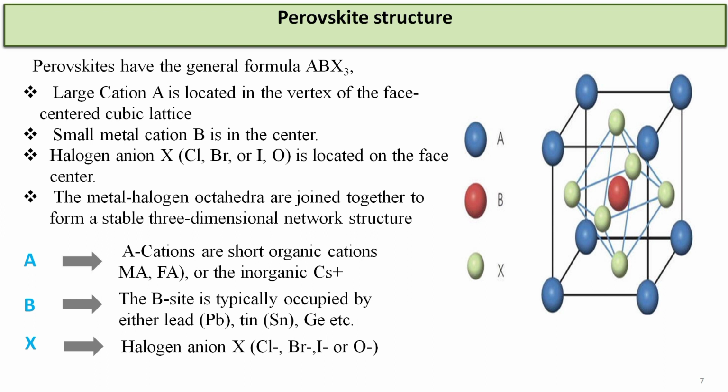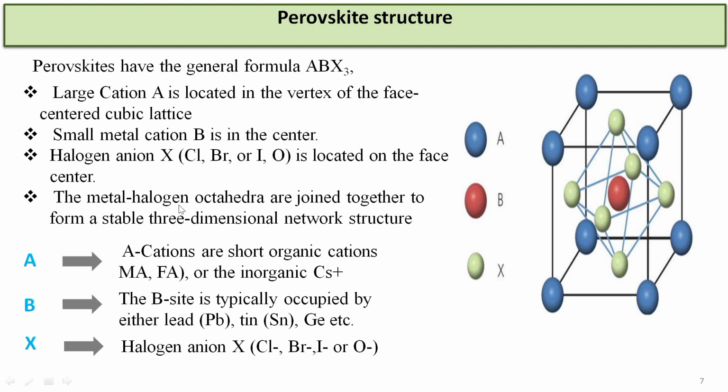So let's start the perovskite structure. Perovskite has the general formula ABX3, where A is a large cation, B is a small cation, and X is a halogen anion. So large cation A is located at the vertex of the face-centered cubic lattice. As you can see, the large cation on the vertex of the face-centered cubic lattice, while the small metal cation B is in the center. So you can see it, halogen X, then we can use them as chlorine, bromine, or iodine, or oxygen, that is located on the face centers.